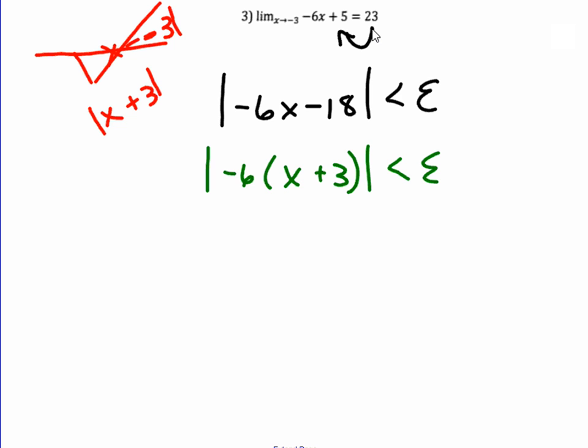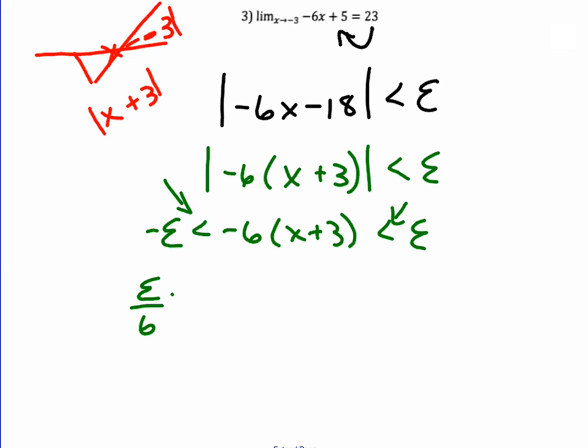So we, again, break our absolute value guys out of the brackets. And we say, all right, negative epsilon is less than negative 6 times x plus 3, which is less than epsilon. Okay, we divide both sides by negative 6. And remember, whenever you divide by a negative number, these signs need to change. So we get epsilon over 6, because negative divided by a negative is a positive, is greater than x plus 3, which is greater than negative epsilon over 6.